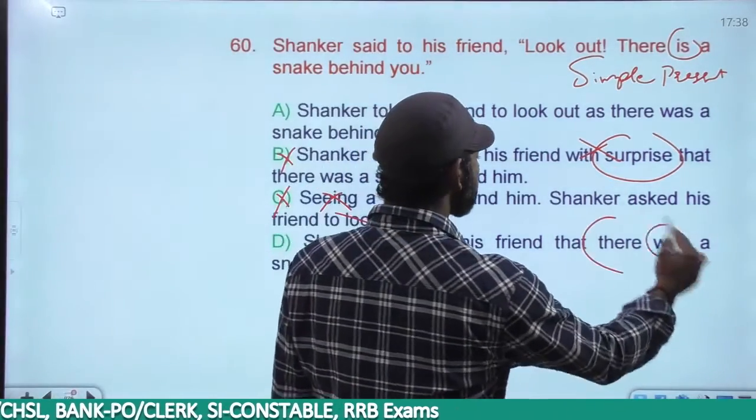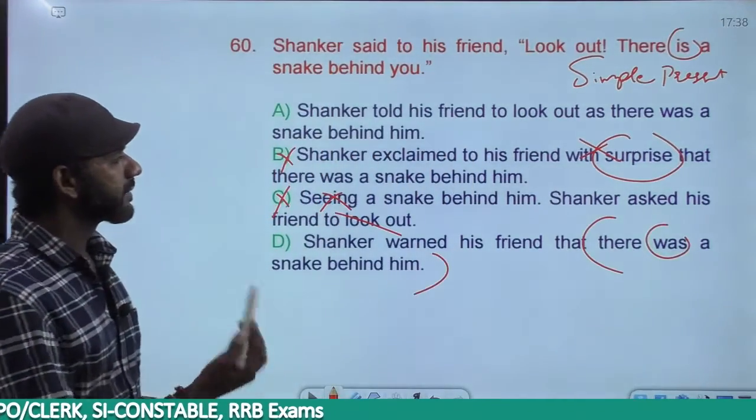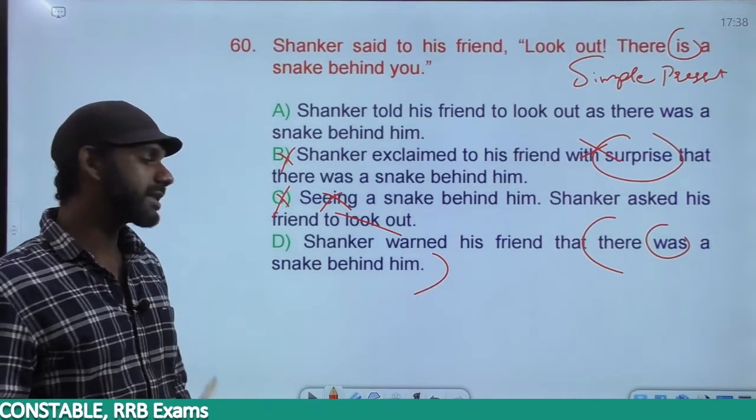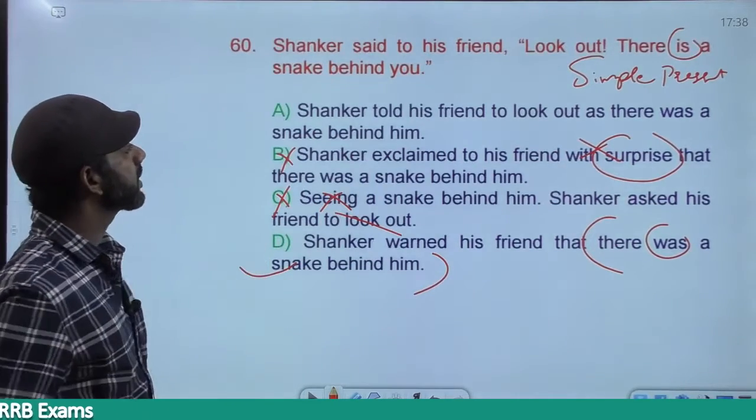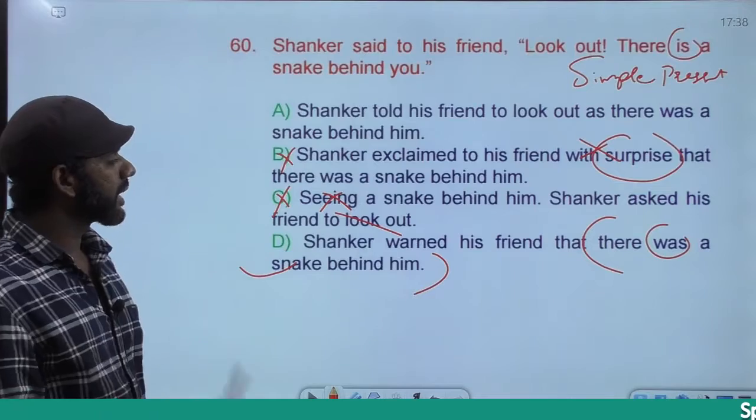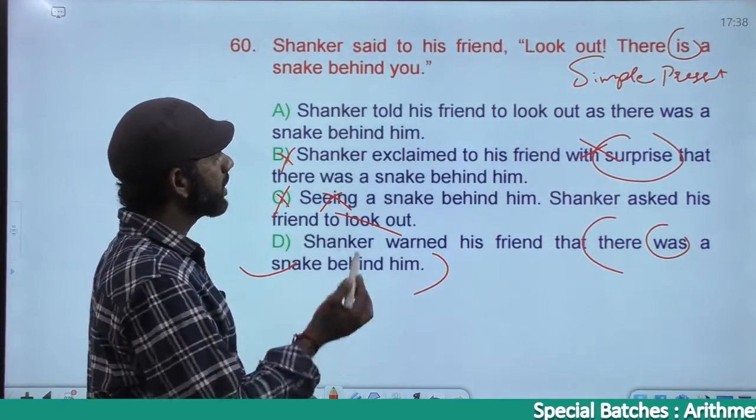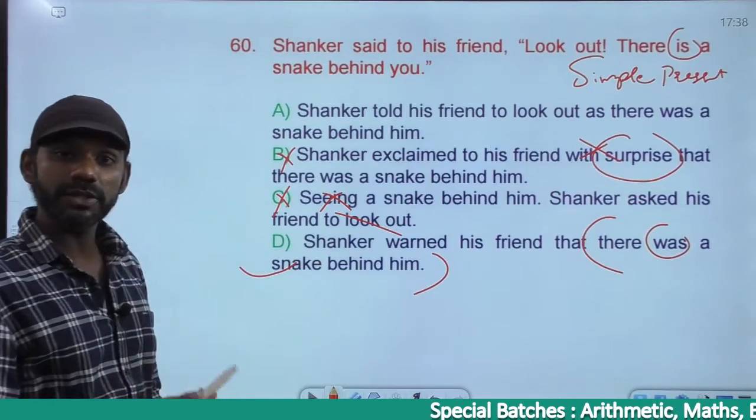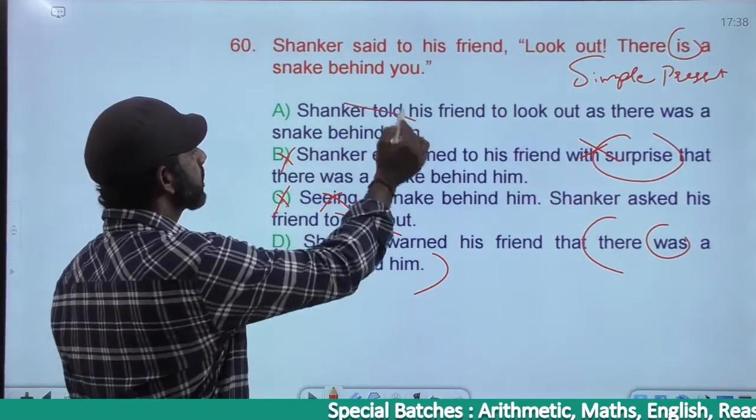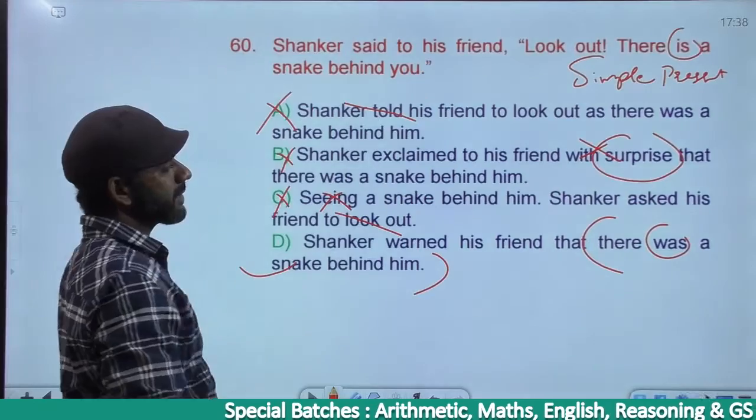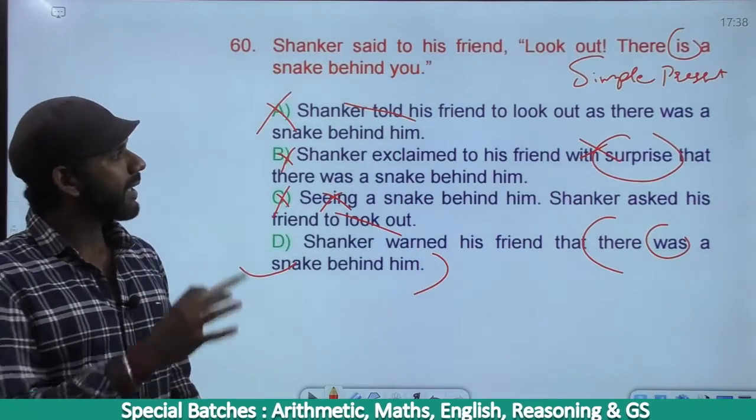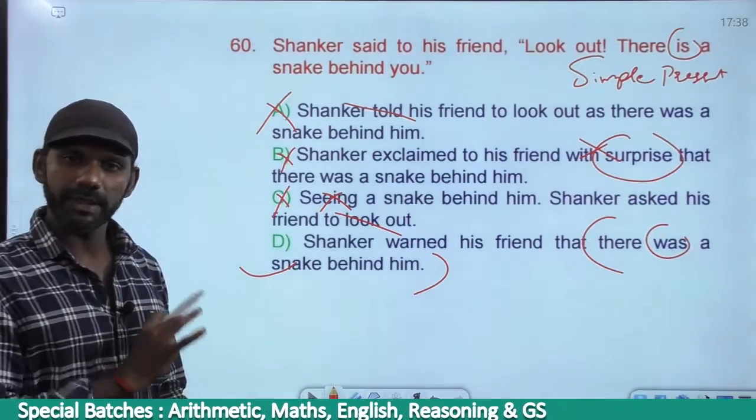There was a snake behind him is simple past. Simple present became simple past. Warned is fine. The answer is D. Come to option A. Shankar told his friend to look out. To look out must change actually. And when you compare warned and told, the better option here is warned and not told. A is gone. The answer must be D. It's a warning given by him. And the rule is satisfied. Simple present became simple past.